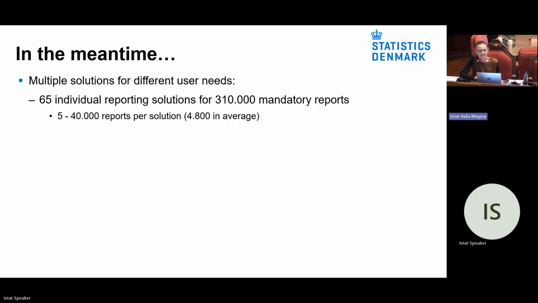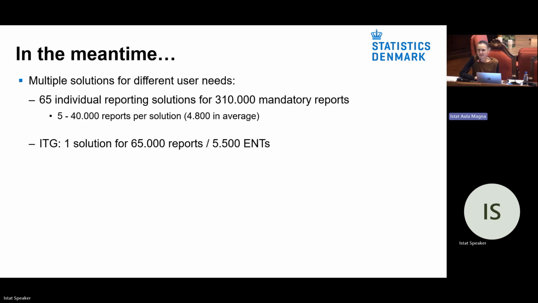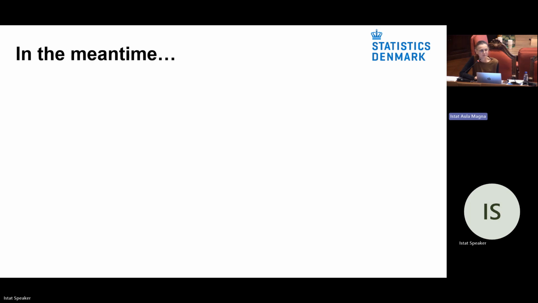In Statistics Denmark, we have 65 individual reporting solutions to cover all the reports that we receive. And we receive 5 yearly reports on some solutions and 40,000 on one. And then we have the ITG solution, where we have one solution to cover these 65,000 reports from over 5,000 enterprises. So it might be an idea to see, should we build more and less complex reporting solutions?